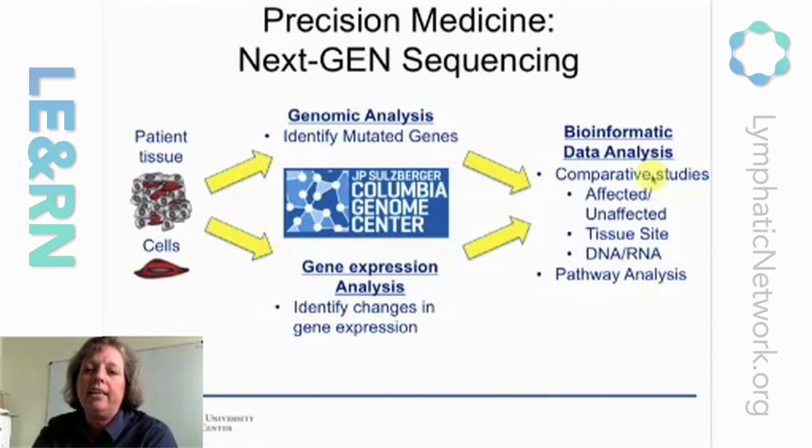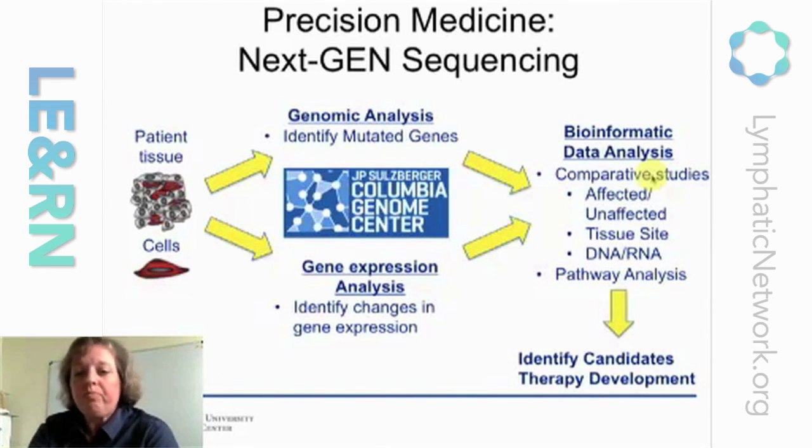Now we take this data and we do what's called bioinformatic data analysis. These are comparative studies, and what we can do is we can look at cells from affected and unaffected individuals. We can look at cells from different regions within the same individual, those areas that are involved or affected, or those that are unaffected at different tissue sites. We can also compare DNA and RNA analysis to get a better picture. And finally, what is called pathway analysis, which is the exciting thing, really developed and extended at Columbia University. This is understanding how all the genes work together to try to find different targets for us to do therapies.